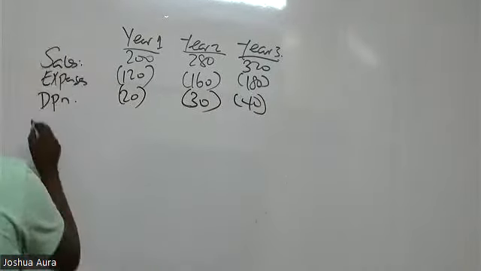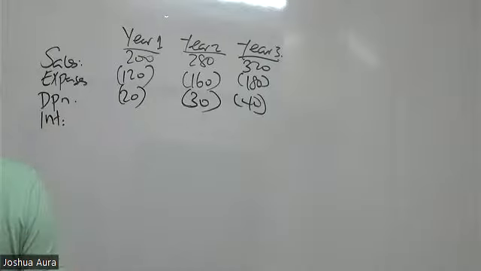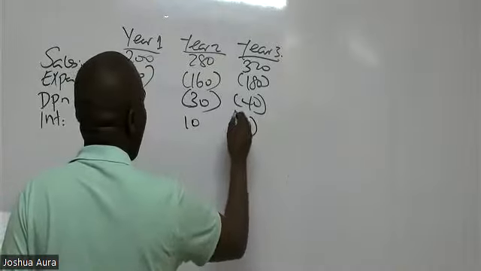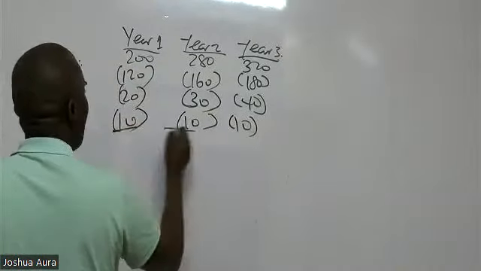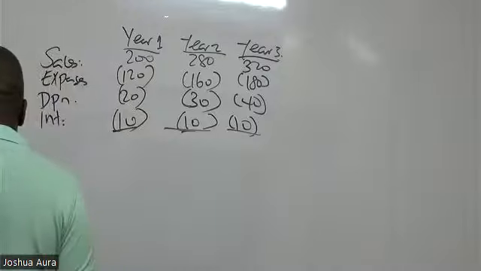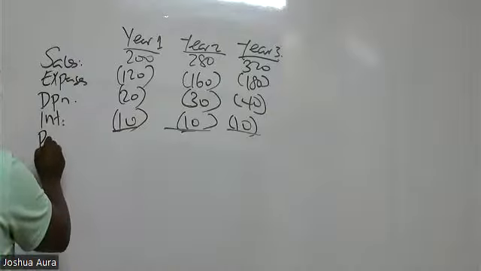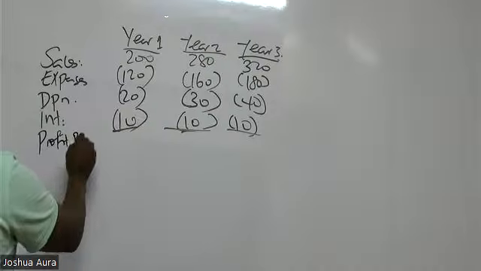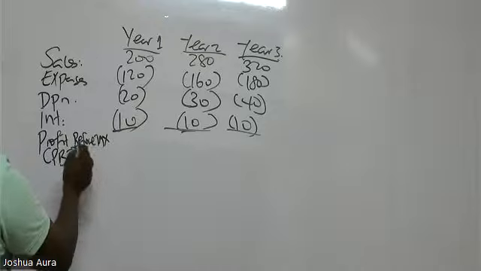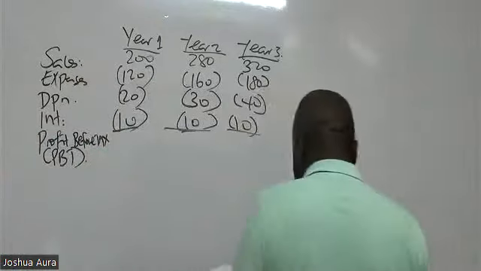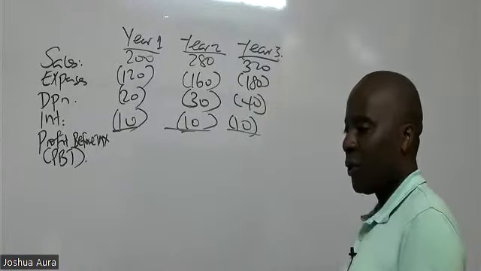And then I can see interest. I can see interest charge. I can see 10, like that. And that is it. So could you kindly come here and then give us profit before tax, PBT. Give us profit before taxation.